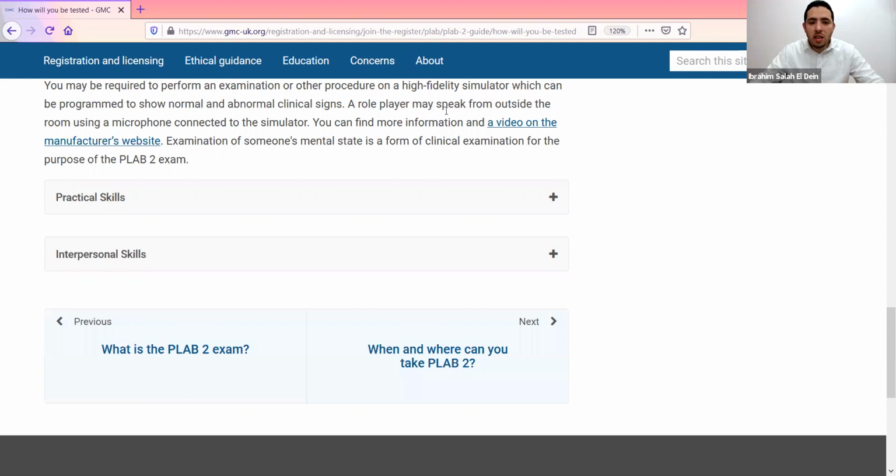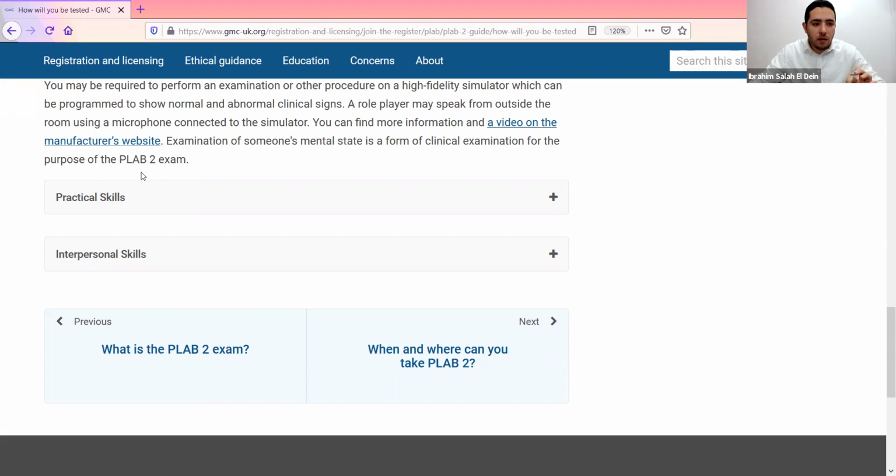A role player may speak from outside the room using a microphone connected to the simulator. You can find more information and videos on the manufacturer's website. It is about the Simman, and we will explain it in detail. Examination of someone's mental state is a form of clinical examination for the purpose of the PLAB 2 exam.